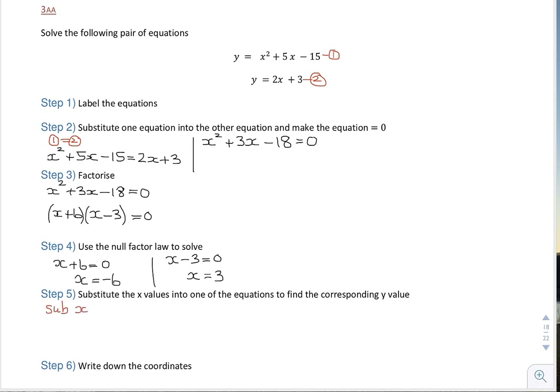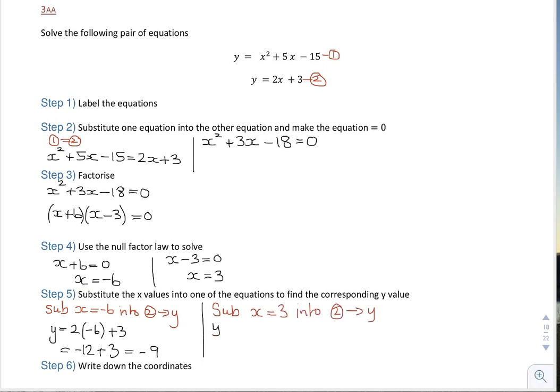In order to do this, we're going to substitute x equals negative 6 to start off with into equation 2, and I've chosen equation 2 because it's our simpler equation. It would work if you chose equation 1 though, and I'm going to solve to get y. So y equals 2 lots of negative 6 plus 3, which tells me that y is equal to negative 9. I do exactly the same thing, but now I'm going to substitute x equals 3 into the same equation 2 and solve for y, giving me y equals 2 times 3 plus 3, which is 9.